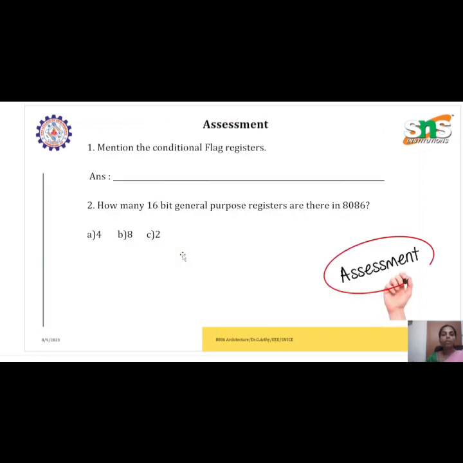Now coming to the assessment. Briefly, we have discussed the architecture of 8086. Can you say how many conditional flag registers are there? And we have seen 4 general purpose registers, A, B, C and D. Out of these, how many 16-bit registers are there? How many are 16 bits? This is for your thought.